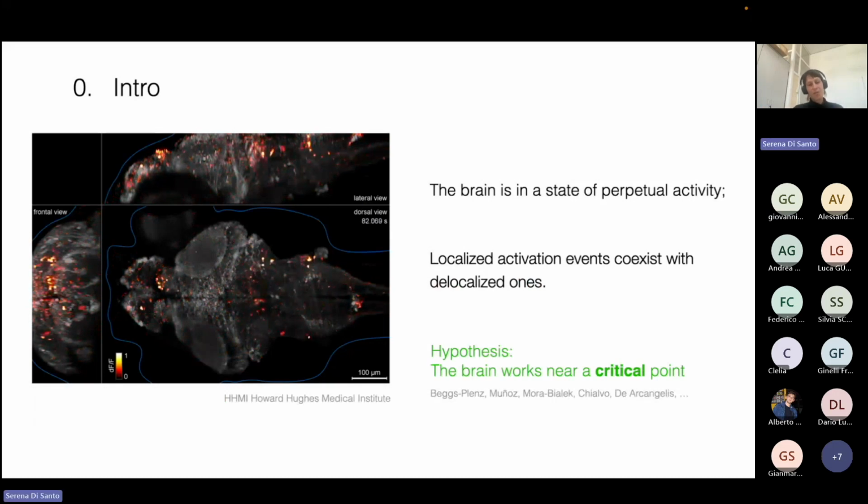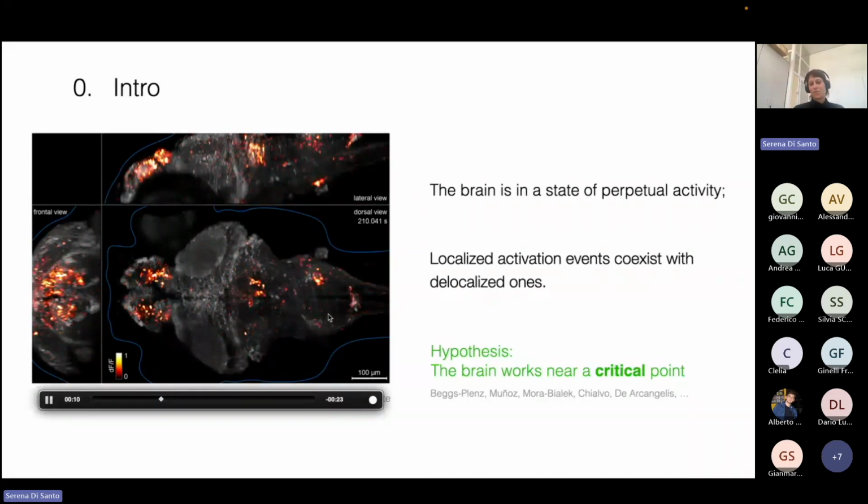And of course, the hypothesis for a statistical physicist that is very tempting is to say that the brain might work near a critical point, so at the edge of a phase transition.